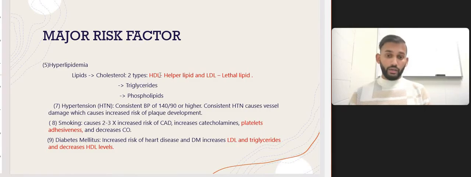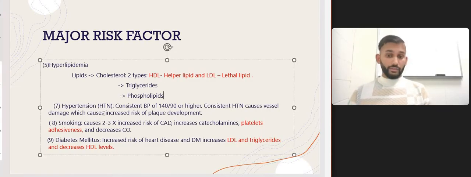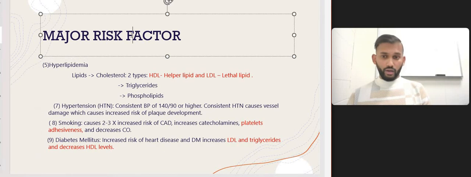They are good cholesterol. You want to have it more than 40. LDL, L for lethal, low density lipoprotein. They are not good for you. You want to have it less than 100 in your blood. You also have triglycerides, which are the bad kind of fat you have in the body.